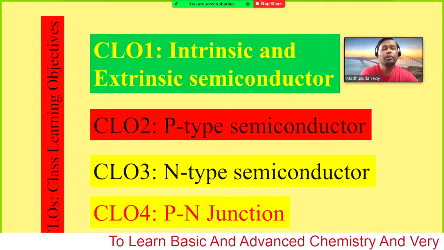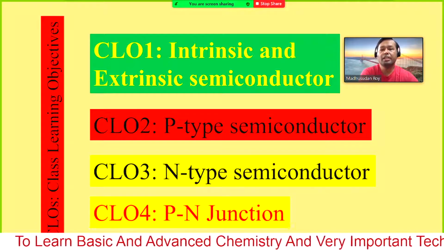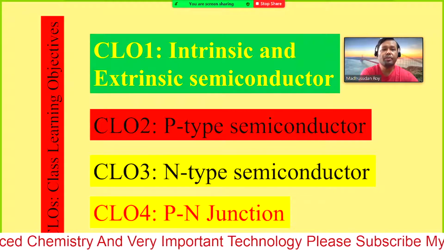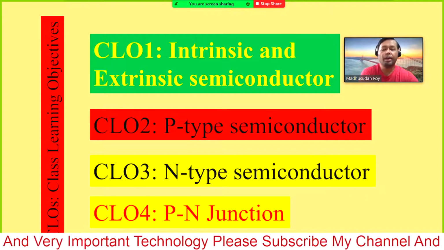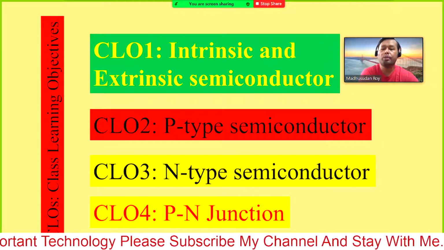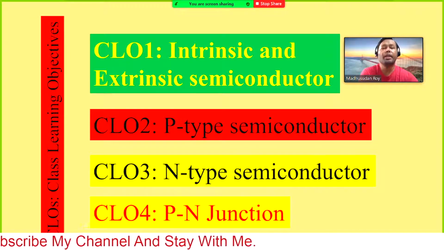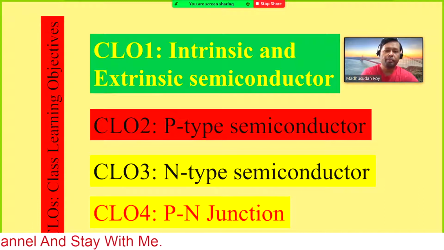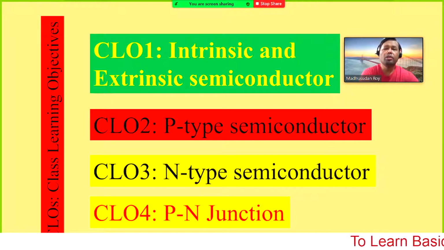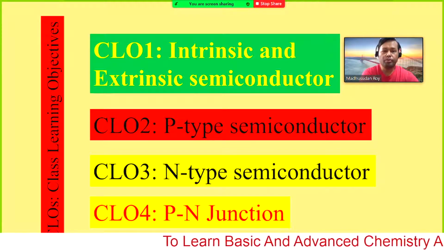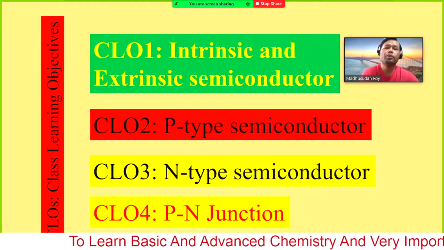So I taught you about the intrinsic and extrinsic semiconductor in the last class, and today we will focus on the p type semiconductor and n type semiconductor, and if I have enough time then I will discuss something about the pn junction and also the np junction. But the pn junction would be enough, because we are going to learn based on chemistry, so we are not going to discuss it in too much detail. However, we have a very large syllabus, so we need to cover it.